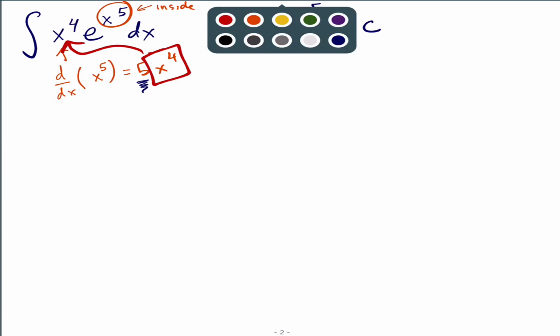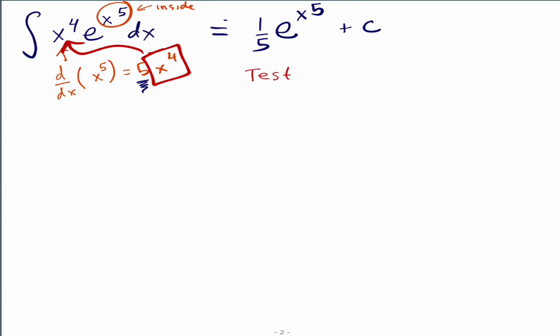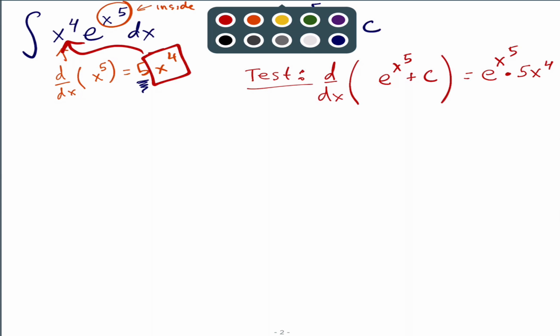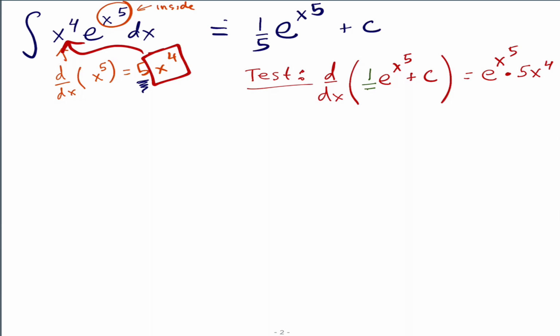Now you can see that if you do a little test, right? So like if you go, oh, let me test. What's the derivative of e to the x to the 5th? You would get e to the x to the 5th times 5x to the 4th, right? So there you see, oh, I need to divide by 5, right? That's where the 1/5 comes from. So I needed to divide by 5, or multiply by 1/5 so that the 5's cancel out. Does that make sense? Okay, so one more guessing check.